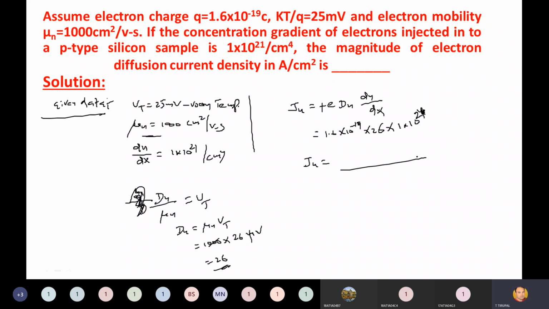Answer? 4160 amperes per meter square. 4160 amperes per meter square, right? So like this you need to do dn, you need to find it. Okay, next.